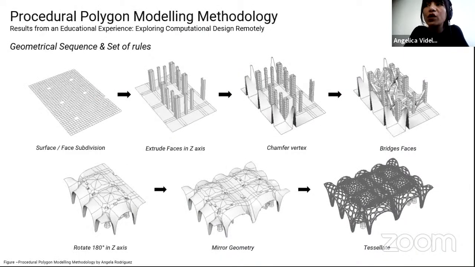Angela developed a procedural polygon sequence that started with a primitive geometry, in this case, a surface. From her original surface, she extruded several faces to create columns, subdivided them, and then bridged them together, creating a branch structure that generated partitions and supported the canopy.